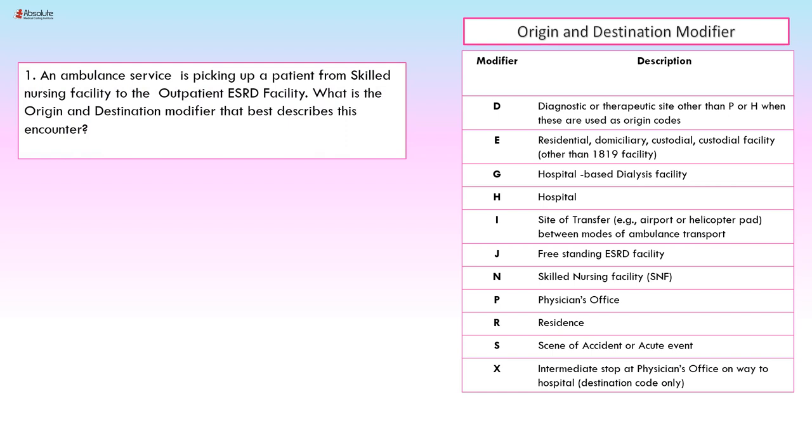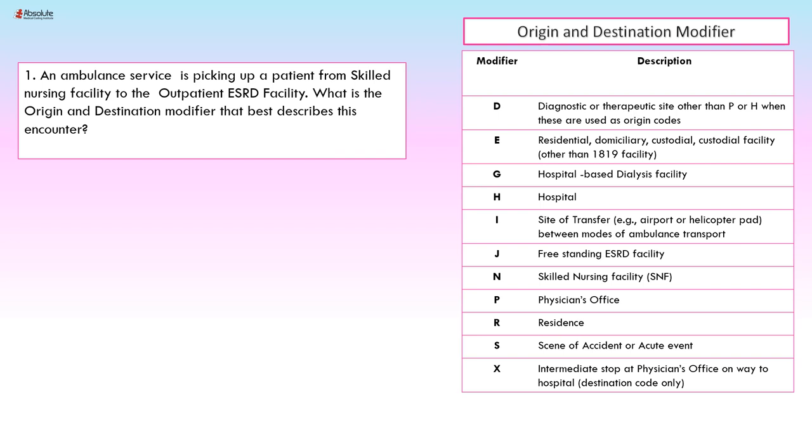An ambulance service is picking up a patient from a skilled nursing facility to the outpatient ESRD facility. What is the origin and the destination modifier that best describes this encounter? All right, coders, I'll just keep an eye on you in the chat. Tell me what you think is the appropriate origin and destination modifier for this encounter.